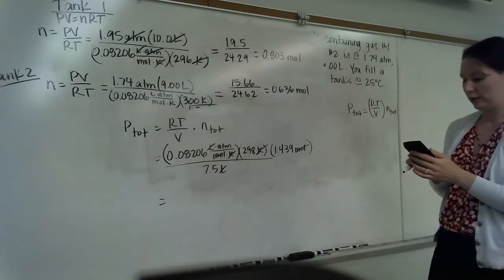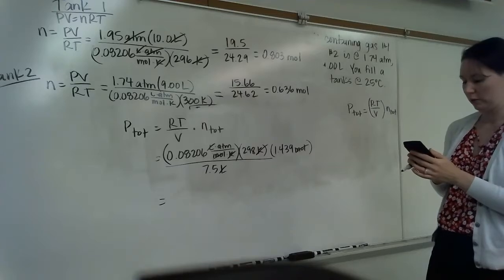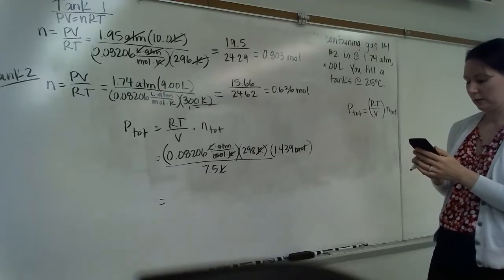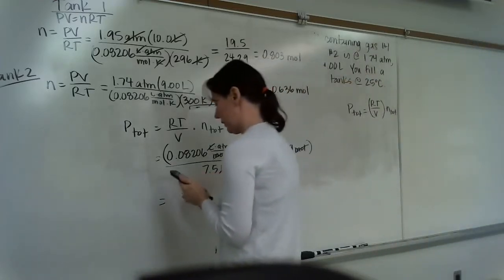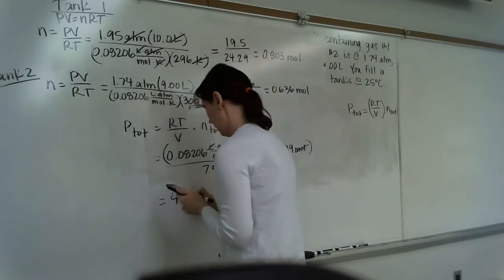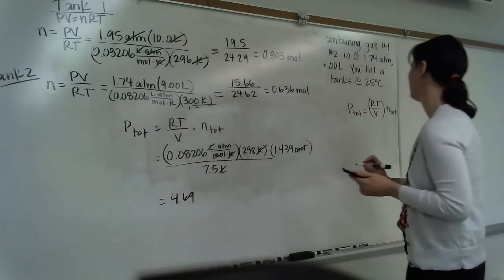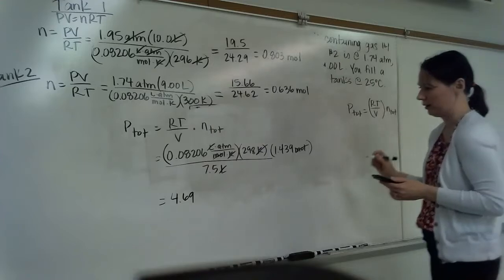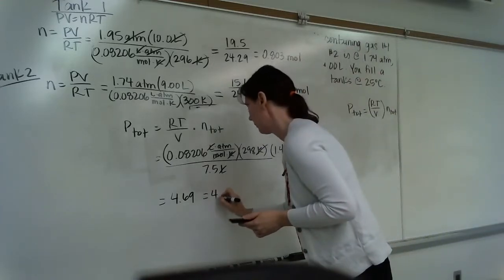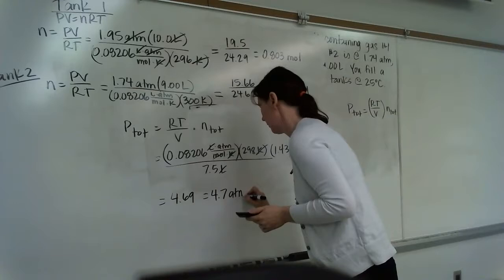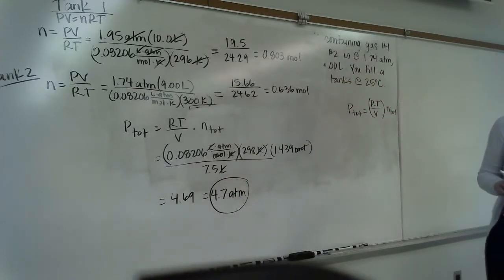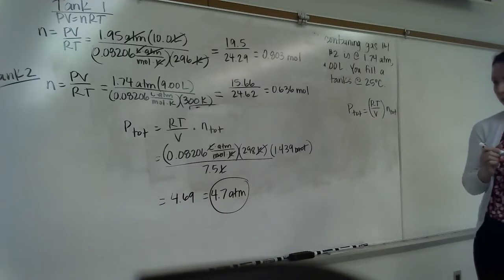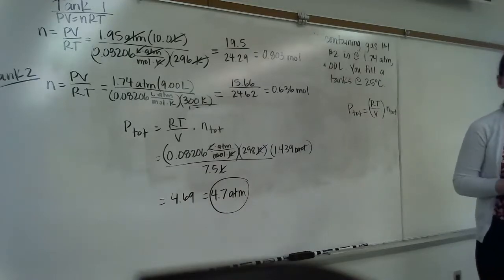So times 298 times 0.08206 divided by 7.5. I got 4.69. I erased my problem. How many sig figs could I keep? I think I can only keep 2, right? 4.7. That's pretty high pressure, right? That's 4 times, almost 5 times what we're feeling right now.